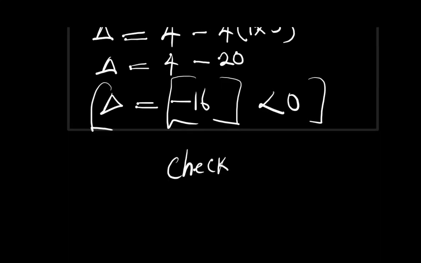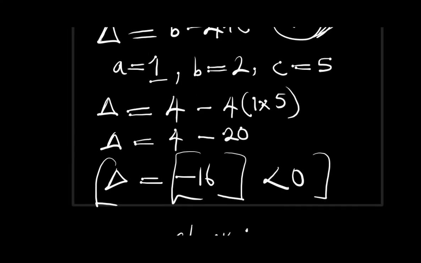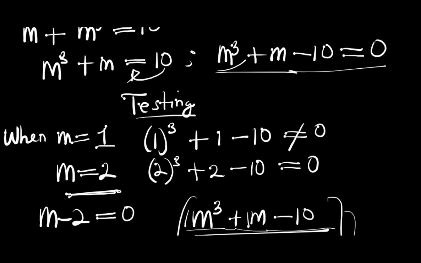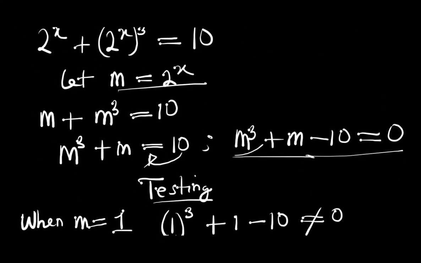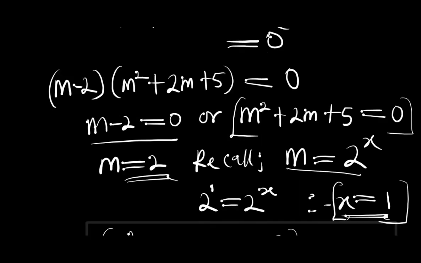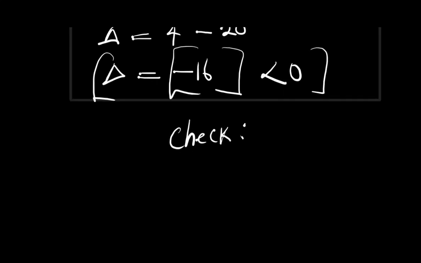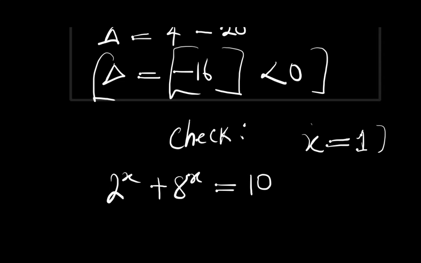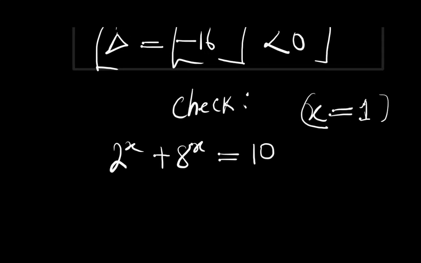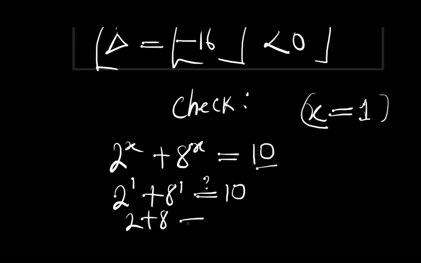So we have here check, and let's record the problem. Let me get back to the original problem that we were given: 2 power x plus 8 power x equals 10. From what we have solved, we have discovered that x equals 1 is the only real solution. So we insert into this equation to see if we get 10. We have 2 power 1 plus 8 power 1 equals 10, obviously, because 2 plus 8 equals 10.